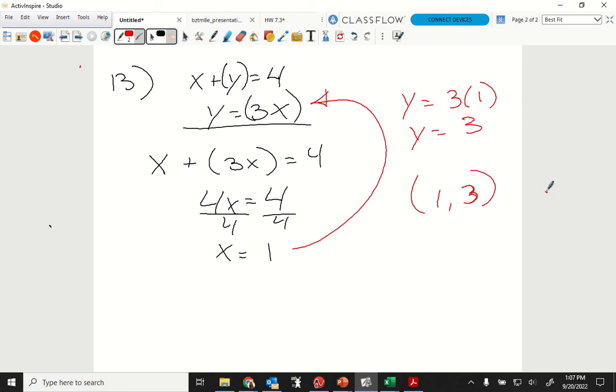You guys feel pretty good about this now? You have to show your work on these problems here. This is going to be a show your work type question on the test.